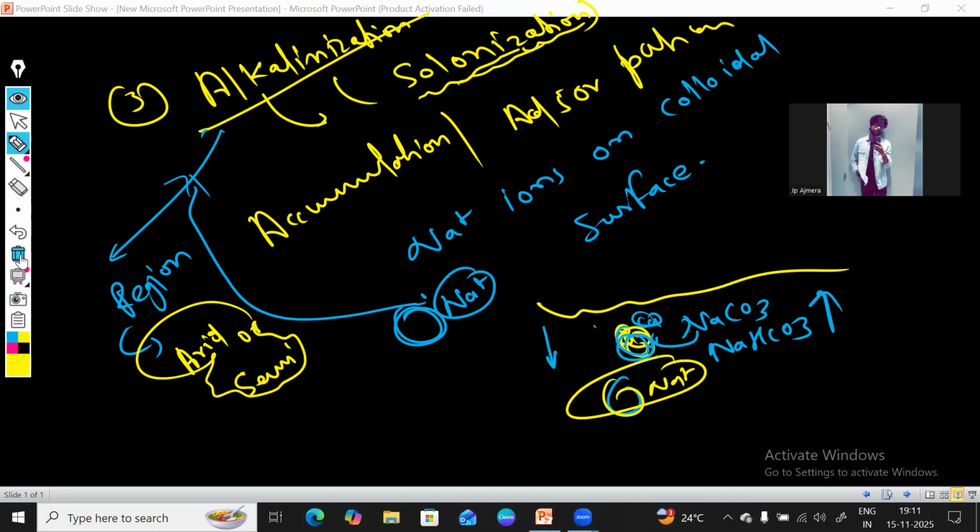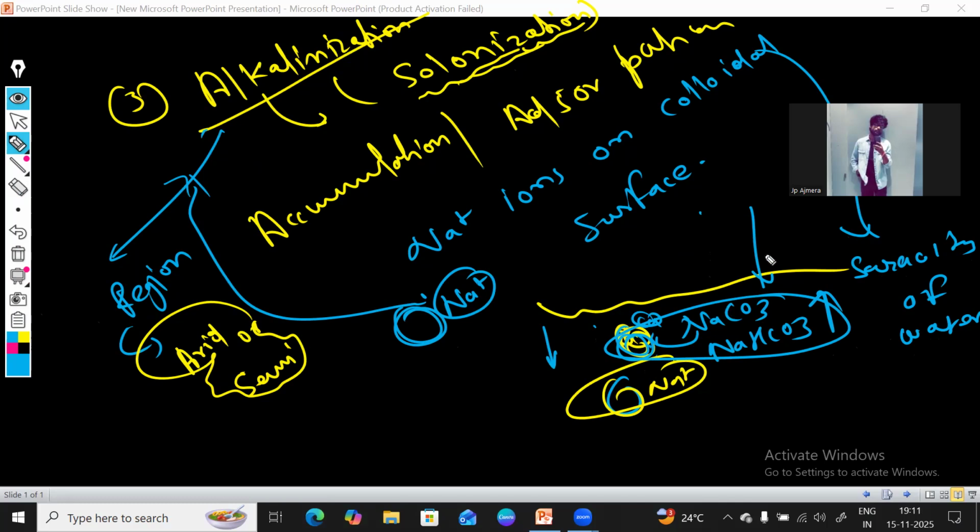Why is it happening? Because there is not enough water for leaching of the salt. This is happening due to the scarcity of water. There is not enough water to leach the salt down into the soil profile. I hope you get it. pH is too high. There are certain other parameters, but the important thing to remember is the accumulation of sodium ion on the colloidal surface, known as solonization or alkalinization. The climate is arid or semi-arid, and the soil formed through alkalinization is known as alkaline soil.